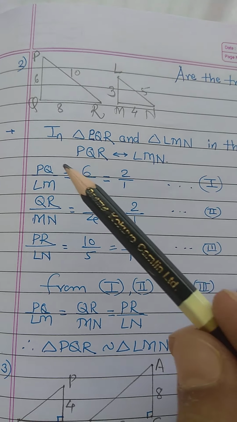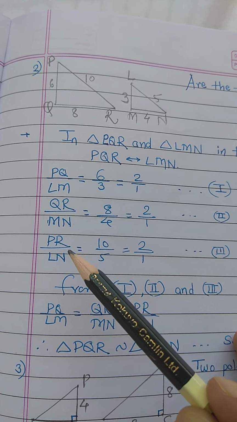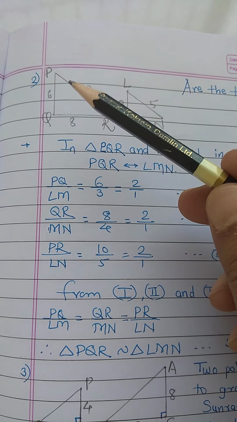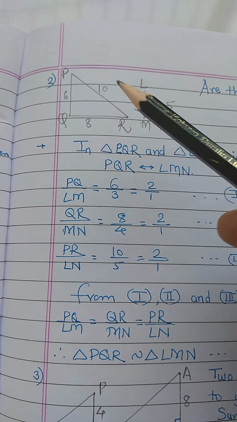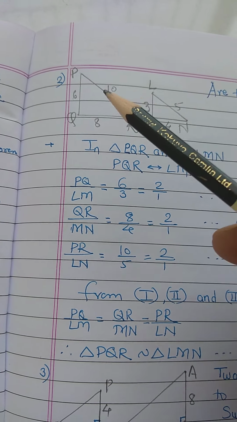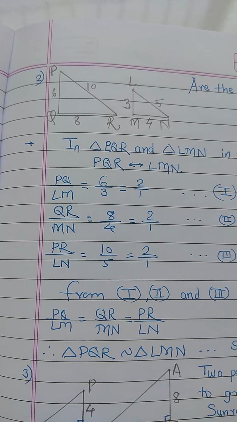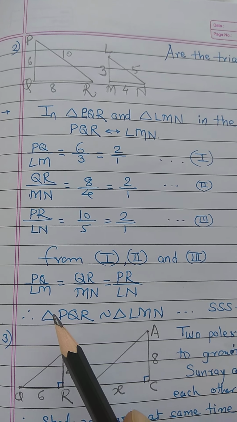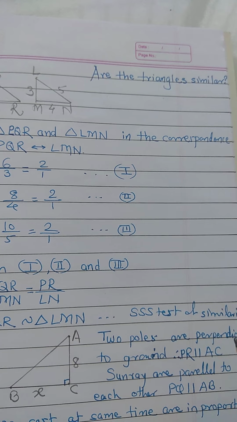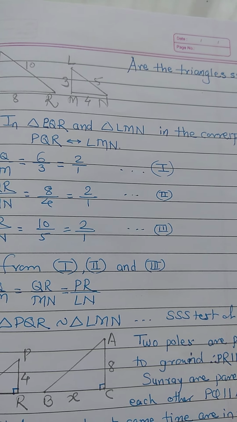From 1, 2 and 3 we can say that PQ upon LM is equal to QR upon MN is equal to PR upon LN, as the corresponding sides are in proportion. All three corresponding sides of one triangle are proportional with three corresponding sides of the other triangle. Then the triangles are similar by SSS test of similarity. Which test is it? SSS test of similarity.